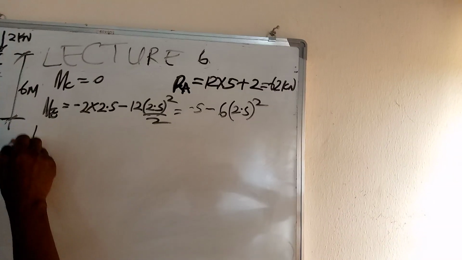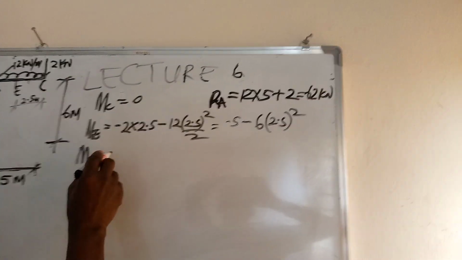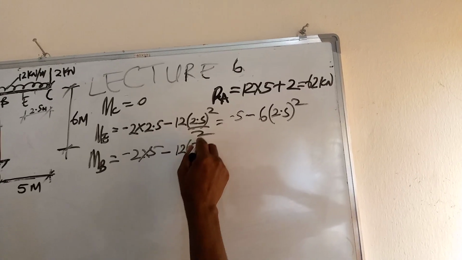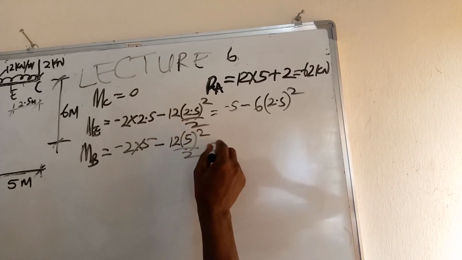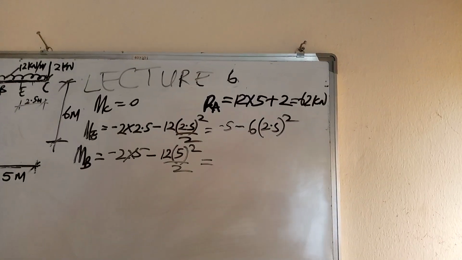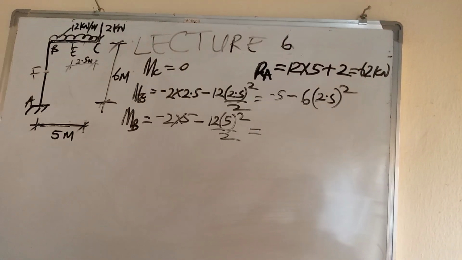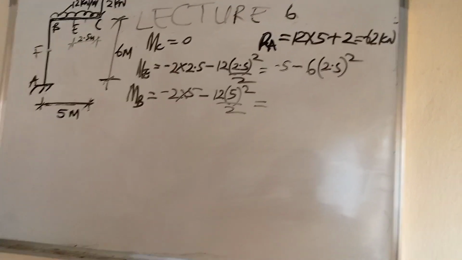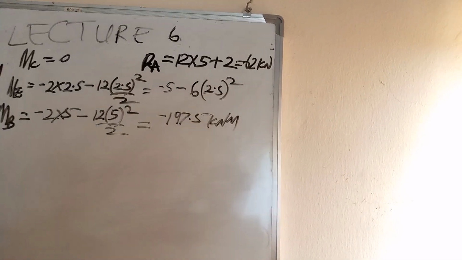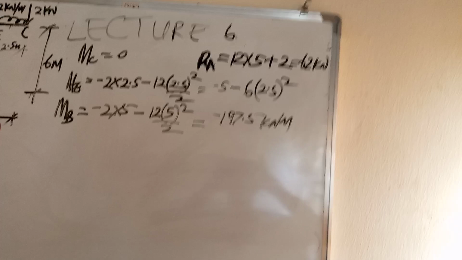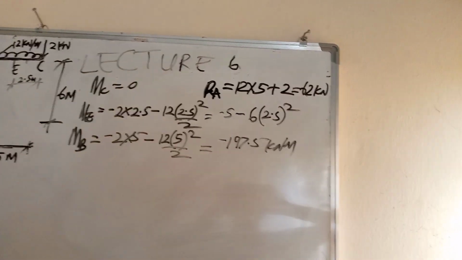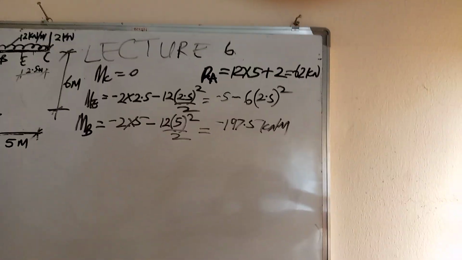At point B, moment at B, is equal to minus 2 times 5 minus 12 times 5 squared over 2, which is equal to minus 2 times 5 is minus 10, then minus 25 times 6. You have minus 197.5 kilonewton meter. That's the moment at B.